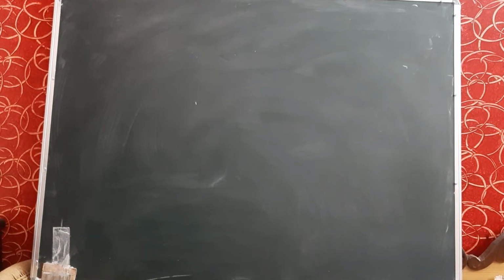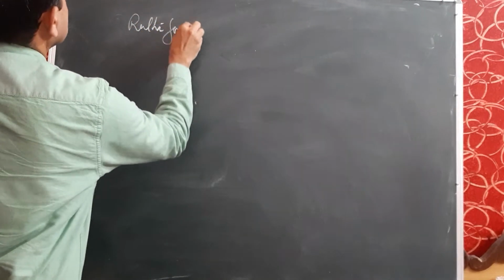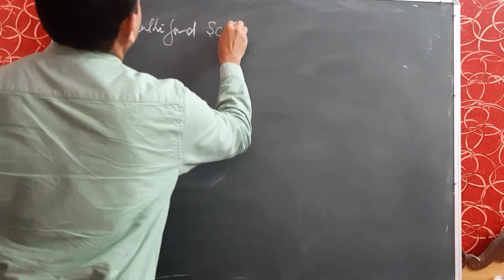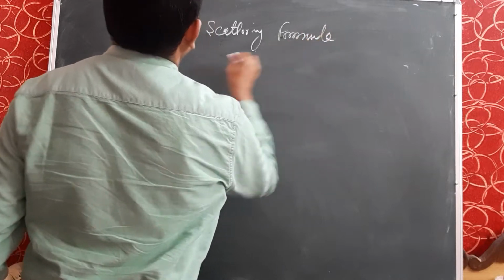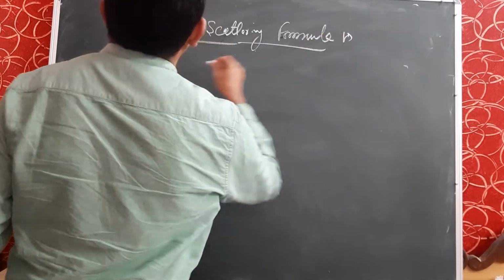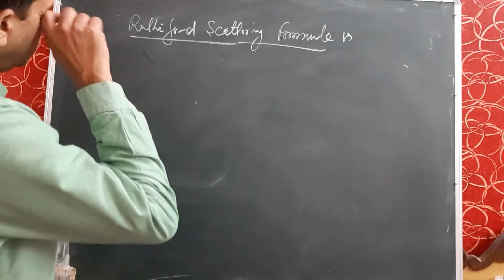Dear students, today we will discuss the Rutherford scattering formula. You have already read about the Rutherford formula or Rutherford scattering. It is a scattering of an alpha particle by a heavy nucleus. Just as simple, it is scattering or collision.